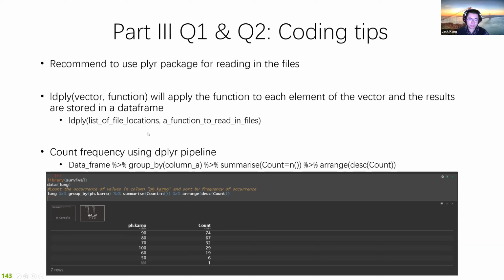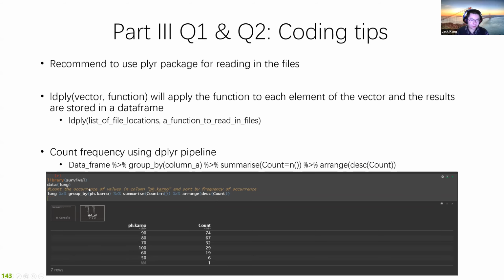Say you get a data frame, you want to count the frequency of values in column A. You need to first group by the column, and then you summarize it. You count it using the summarize function, and to count frequency, you use n, and you can store the frequency you got in a new column called count. And you can further arrange the frequency by descending order. So you know the top ones are the most frequent values. And this screenshot shows an example of using this pipeline.